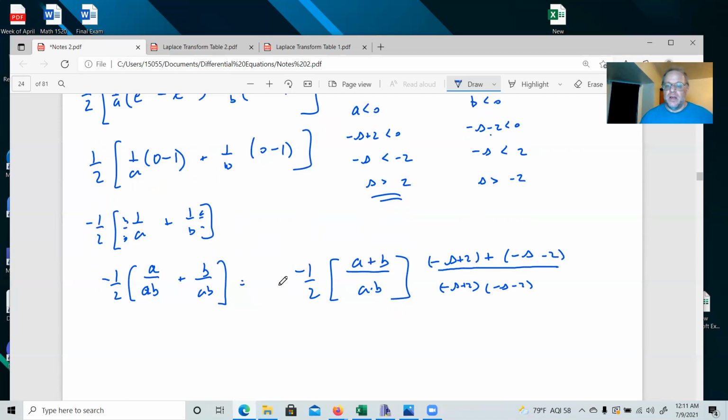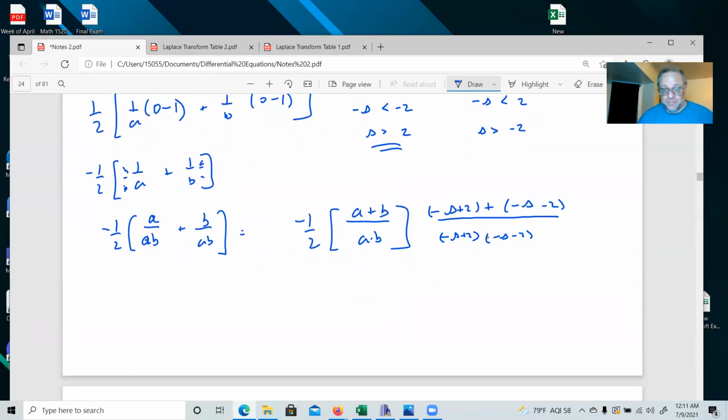Okay, we got to simplify this a little bit. So this is 1/2, negative 1/2. We have negative s plus negative s. That's negative 2s. Boy, that's convenient. Here we have a 2, here's a minus 2. So plus 2 minus 2. So that's out. And then we got to deal with this.